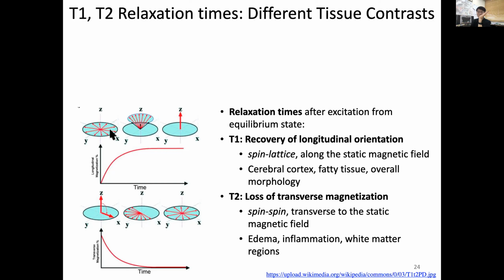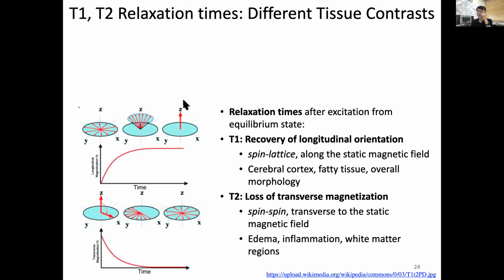So over time, these magnetic dipole moments start to come back and realign to the longitudinal direction because of the big static magnetic field throughout the body. If you look at the longitudinal z-axis component, initially it becomes 0 because there's no component, and it starts to come back, following an exponential curve. This recovery time of longitudinal orientation is called T1, and as was mentioned, 63% and 37%, all relevant to 1/e. This recovery is along the static magnetic field, and it is good for contrast of soft tissue such as cerebral cortex, fatty tissue, and overall morphology. So T1 weighted MRI is made by this.